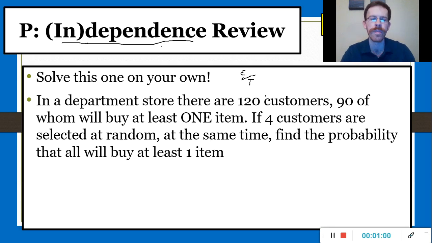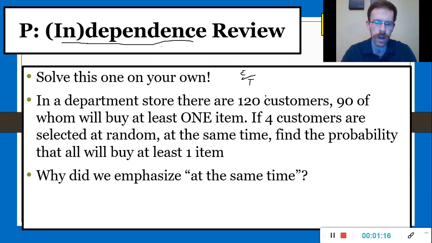And I'll point out things that you should be working on. In a department store, there are 120 customers, 90 of whom will buy at least one item. If 4 customers are selected at random at the same time, find the probability that they will buy at least one item. Why did we emphasize at the same time?